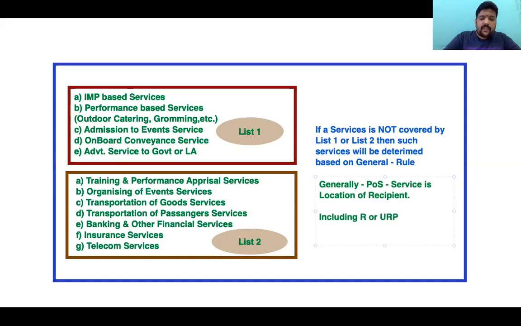Followed by, and this is the most important part, if location of recipient is not available. Sir, somebody came and gave me 50,000 rupees. I don't know who gave, I forgot it. Location of recipient is not available. Very rare. Then place of supply will be location of supplier.